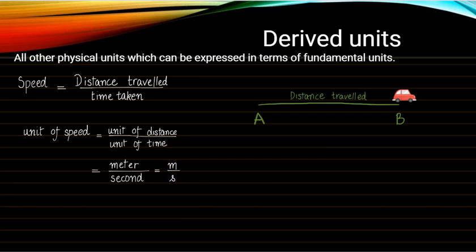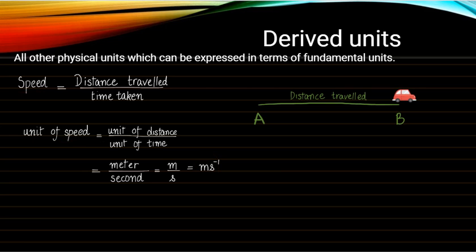Fine. Now whenever I have to write the denominator in the numerator, then how will I write? I can write this as ms to the power of -1. What does this -1 represent? This -1 shows that this unit should be written in the denominator. Fine. So coming to our derived unit of speed, what is the unit of speed? It is meter per second, ms^-1.